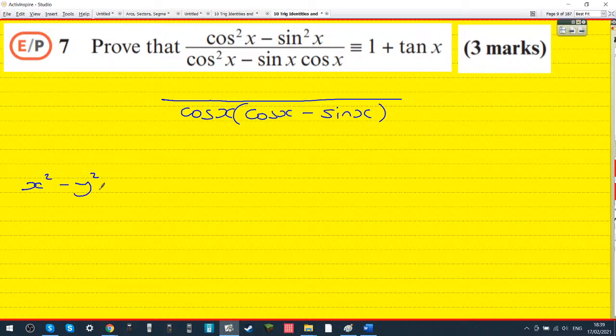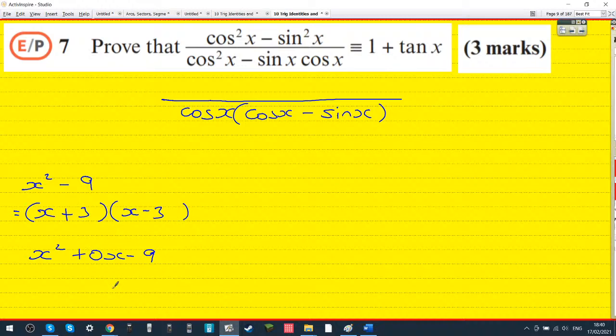x squared minus y squared. Let's say x squared minus 9. What is that, difference of two squares? That is x plus 3 and x minus 3. How do you do that? It's basically the same as x squared plus 0x minus 9. You need two numbers that multiply to make minus 9 and add to make 0. And so 3 and minus 3 will work.